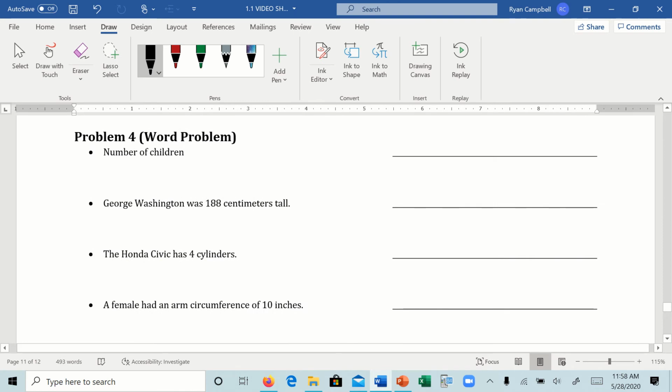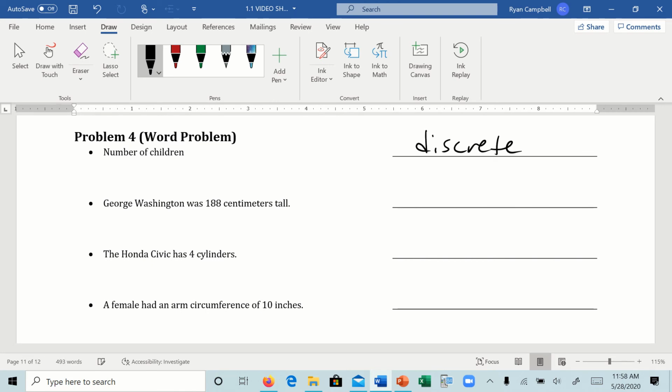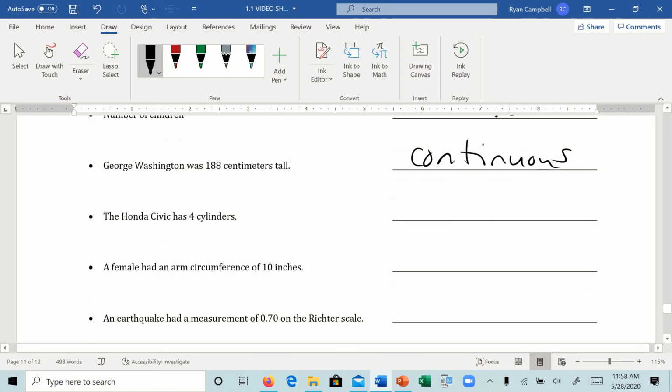So let's look at these again. The number of children, well, that's something that you would count, right? So that would be discrete. Washington was 188 centimeters tall. You don't count the centimeters. It's not like you look at the person and say, that's 1 centimeter, 2 centimeters, 3 centimeters. No, this is something you measure, so this is continuous. Honda Civic has 4 cylinders. That's something that you would be able to count, so this would be discrete.